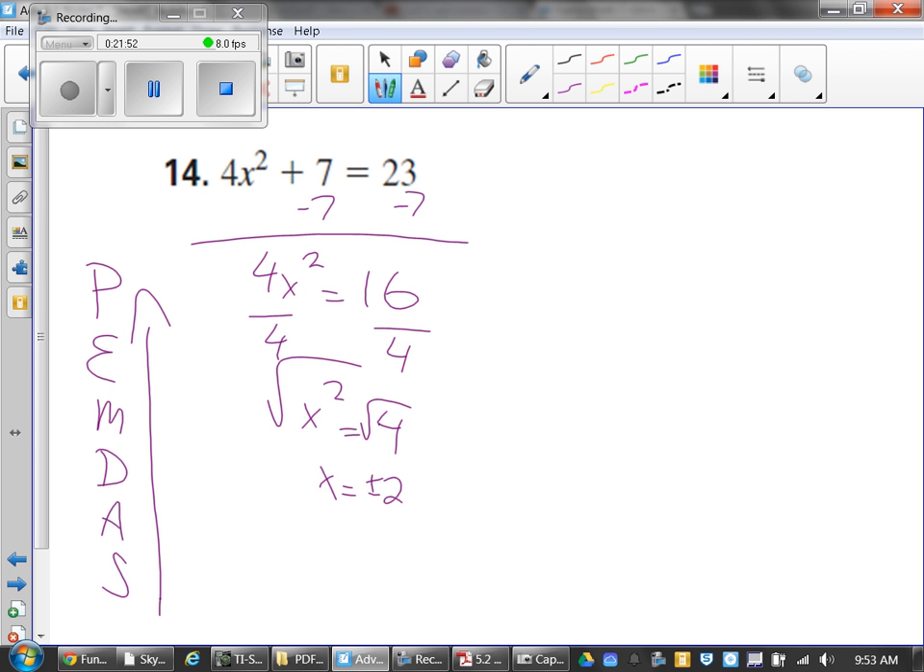You cannot take the square root right there where it says 4x squared is 16. You cannot do that. You will be wrong.